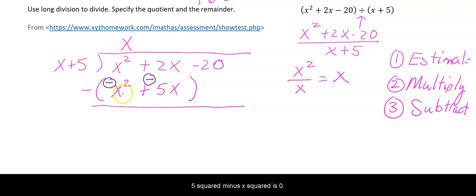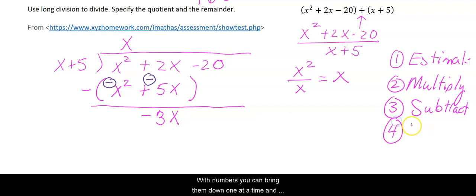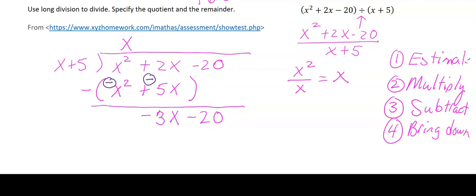X squared minus x squared is 0. If the first terms don't cancel, your estimate was incorrect. You need to erase and start over by re-estimating. 2x minus 5x gives me a minus 3x. Now I will bring down. With numbers, you can bring them down one at a time, and you can do the same with polynomials, but it's good practice to bring the whole thing down each time so you don't lose a term.